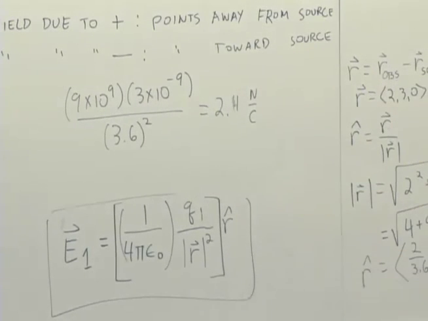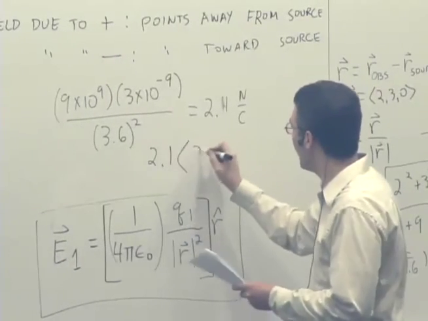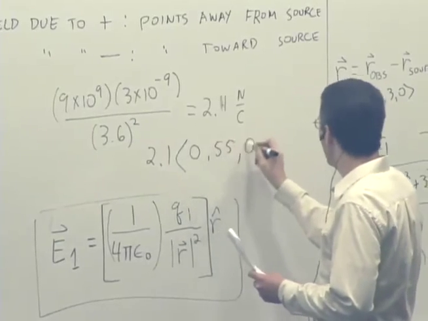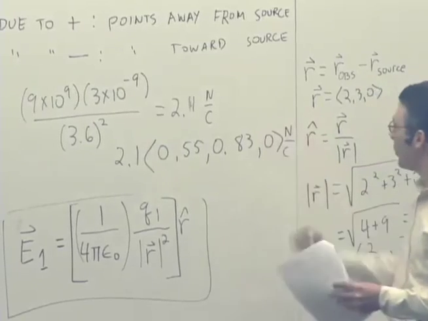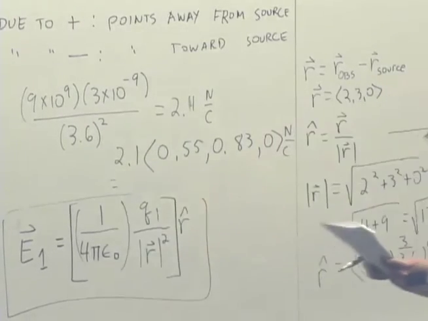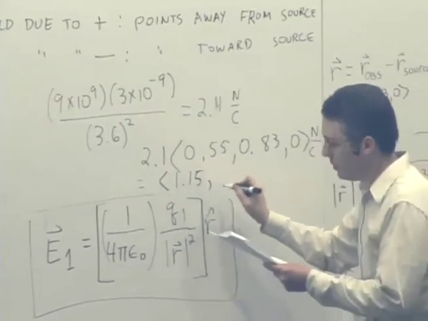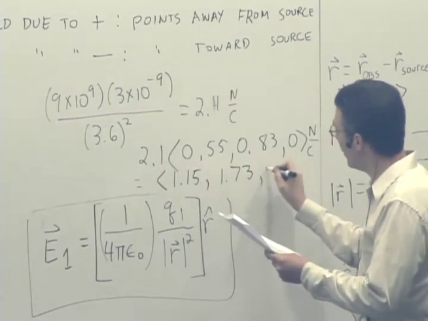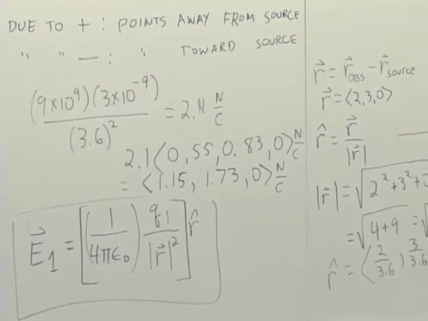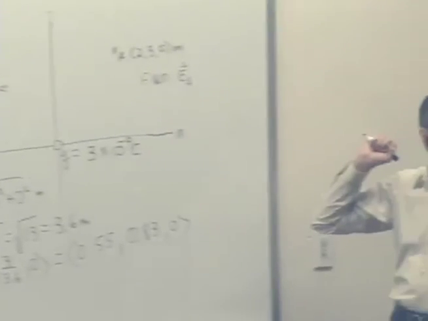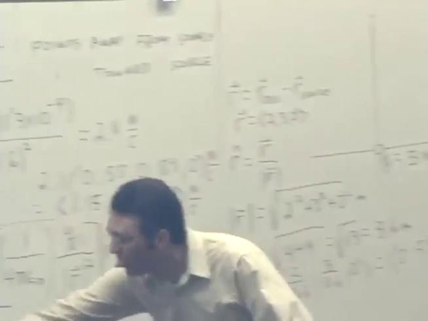Finally, we just multiply that scalar part by the R hat, 2.1 times 0.55, comma, 0.83, comma 0, and the units are newtons per coulomb. And if I did it right, I think it works out to be 1.15, 1.73, 0 newtons per coulomb. Okay? That is pointing in what direction? Up and to the right, right? Away from the positive charge.